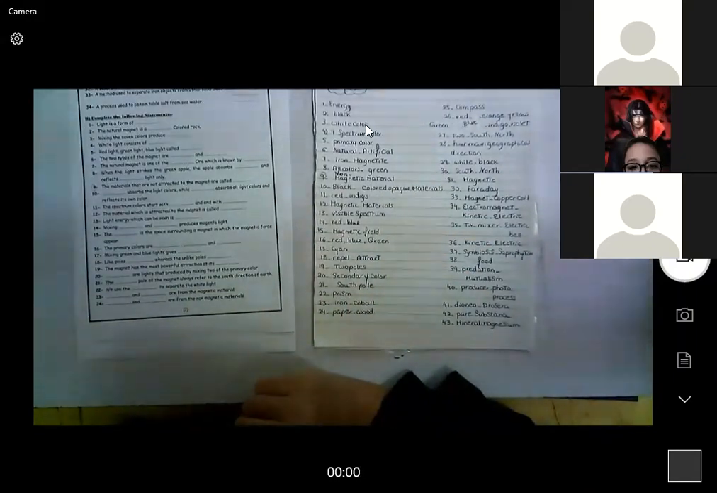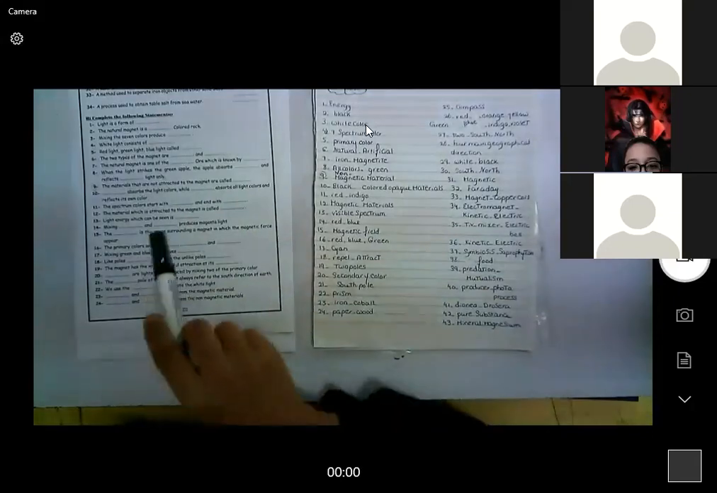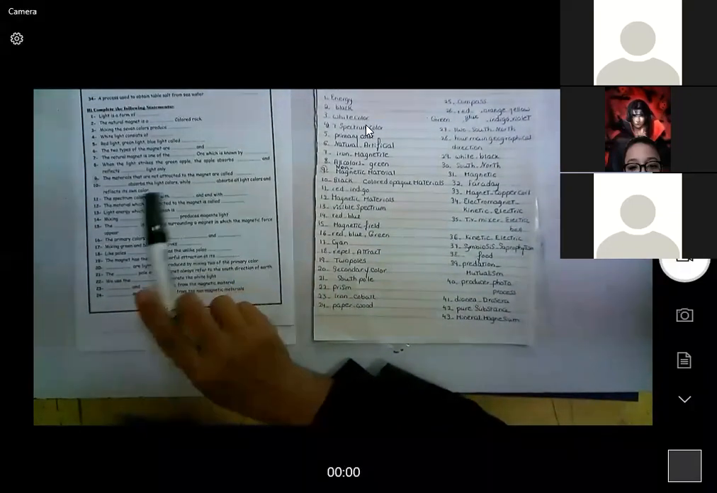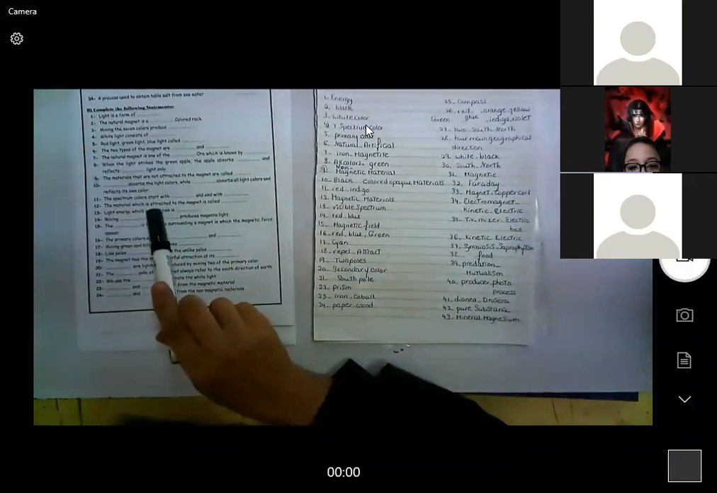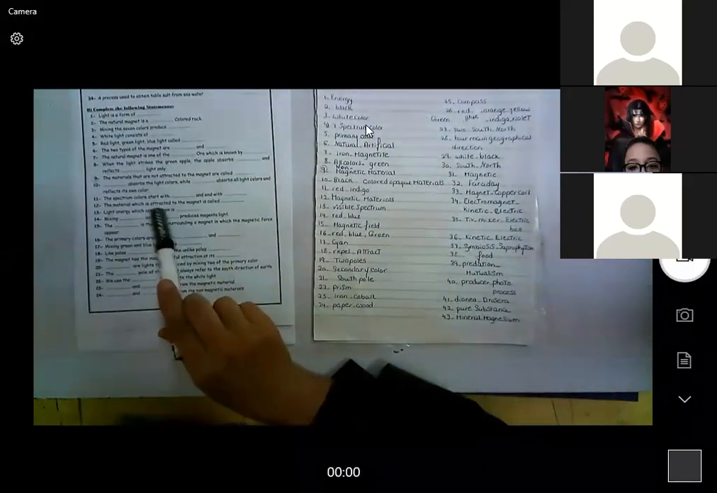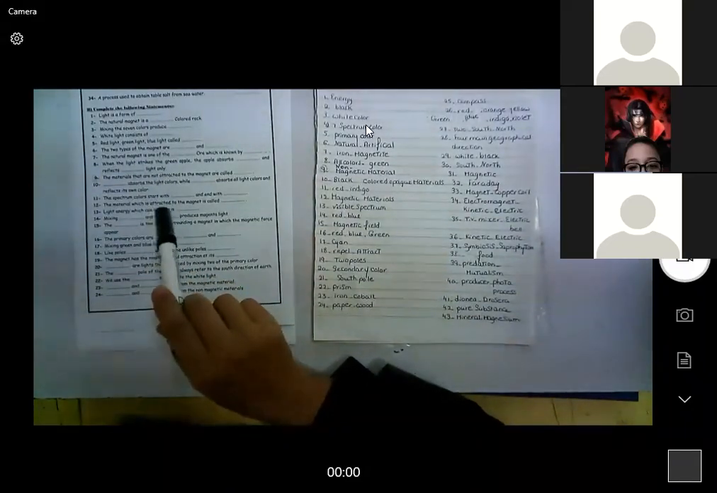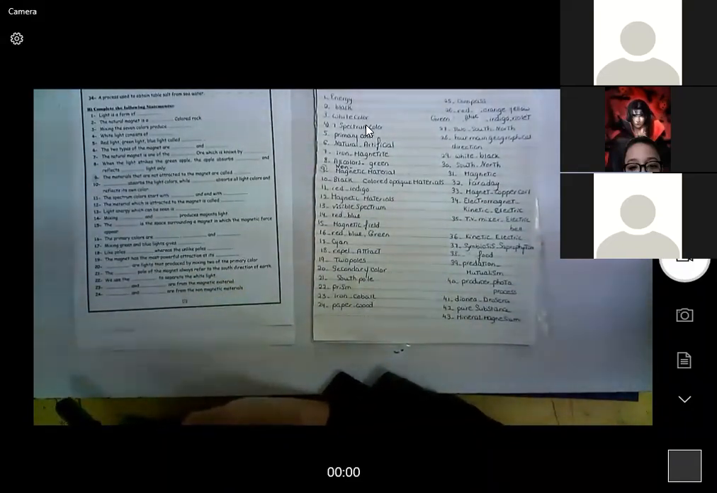Number 11, the spectrum colors start with red and end with indigo. Number 12, the material which attracts: we said if it's not attracted, non-magnetic. If it is attracted, what is it? Magnetic material.